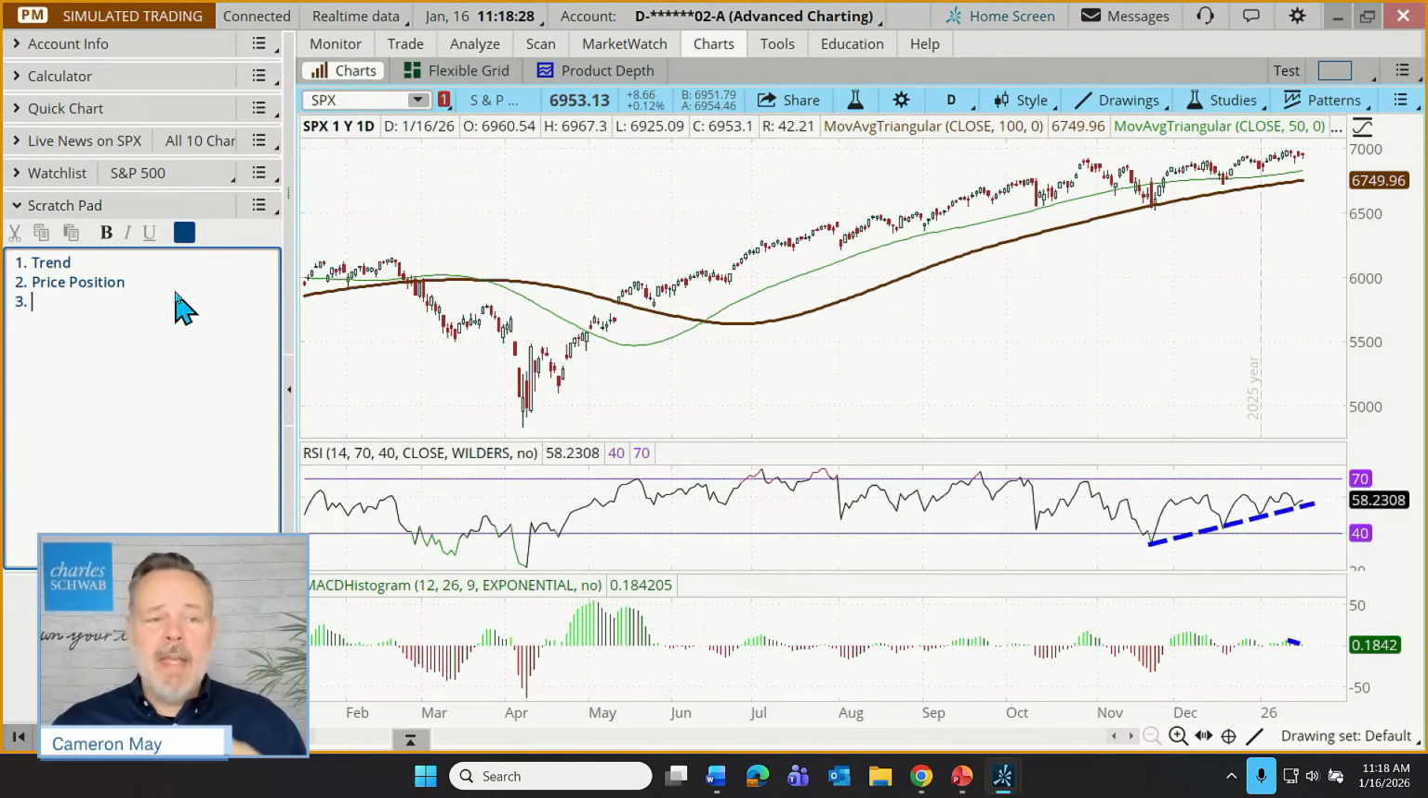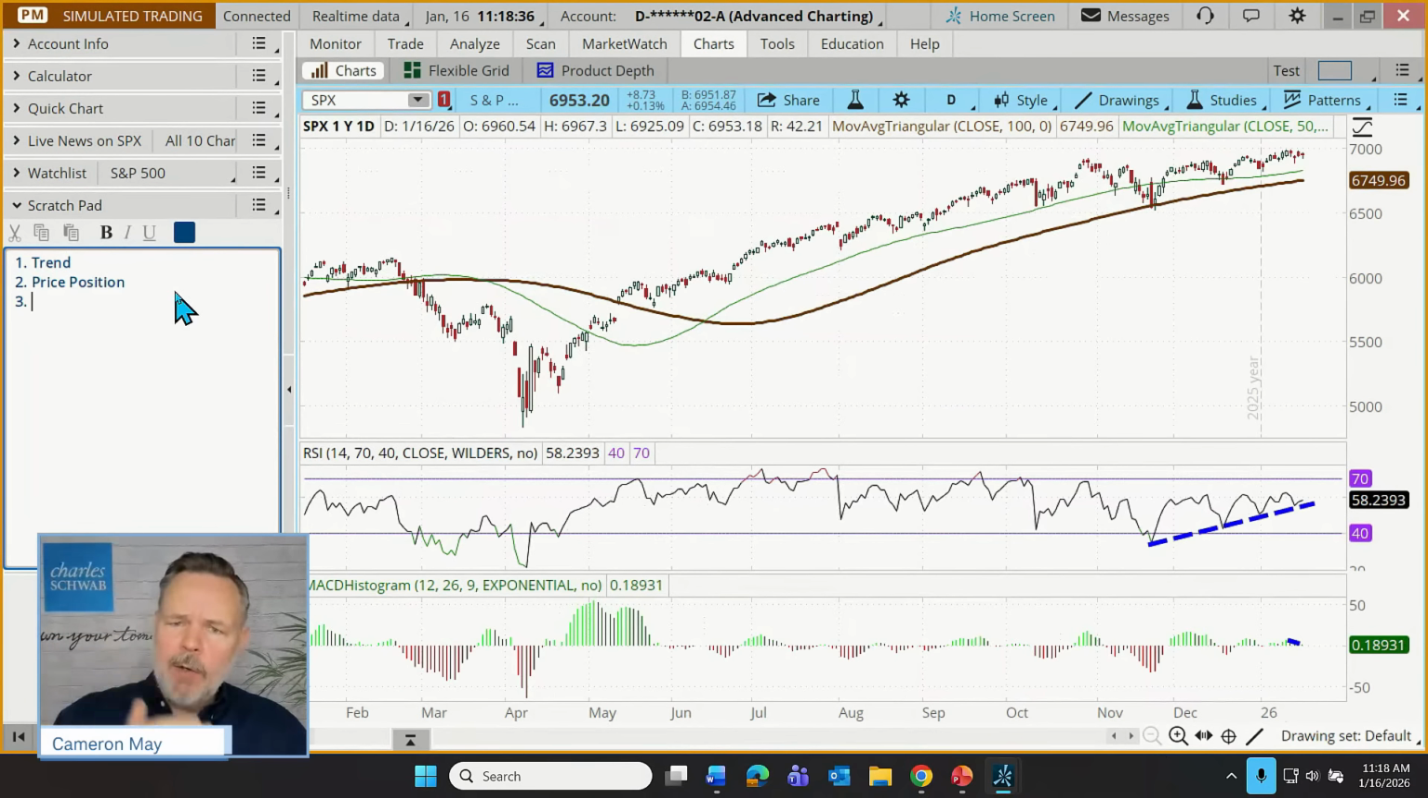Number 3 is a recent pullback, because we can have trend up, price is above trend, but it's way above trend. And if we're looking for lows, that might be the opposite of what the trader is looking for. So we're going to look for a pullback.